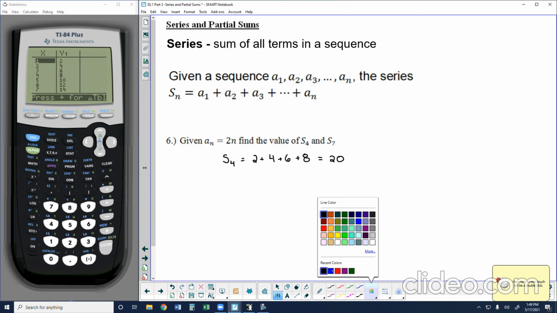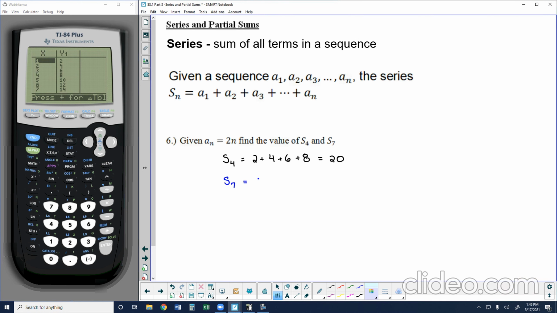Now if we wanted to find S sub 7, this would be S sub 4 plus the next 3 terms as well. The fifth term, looking at the table, is 10. The sixth term is 12. And the seventh term is 14. You can add all these together in the calculator if you need to, but I'm going to realize that the first 4 terms are 20, and the next terms would be 36, and so this would give us a series of 56.